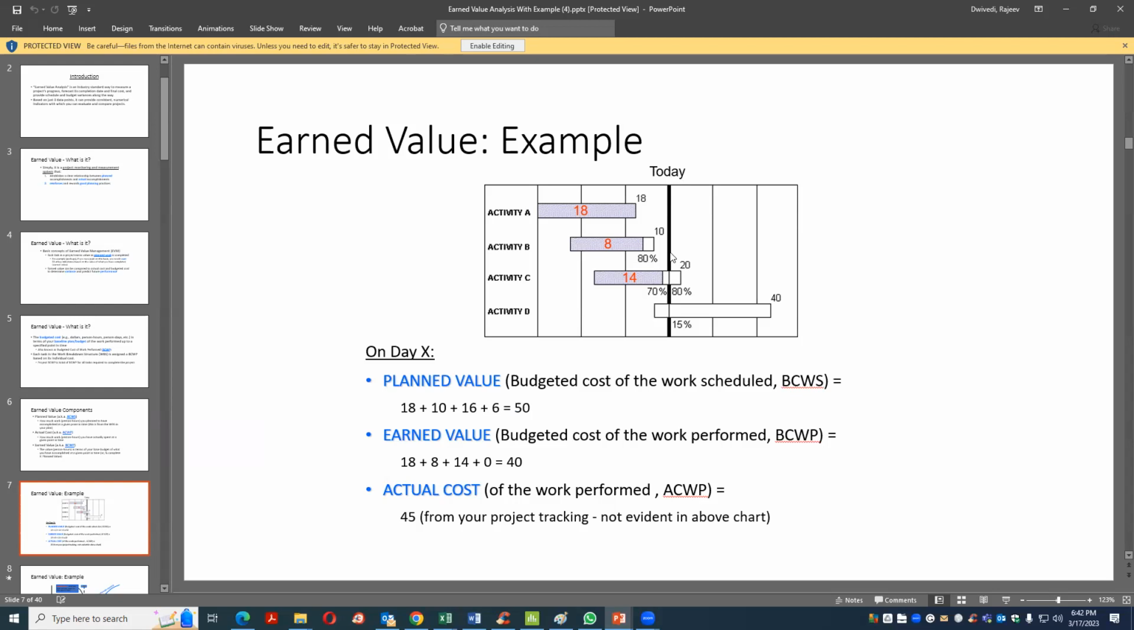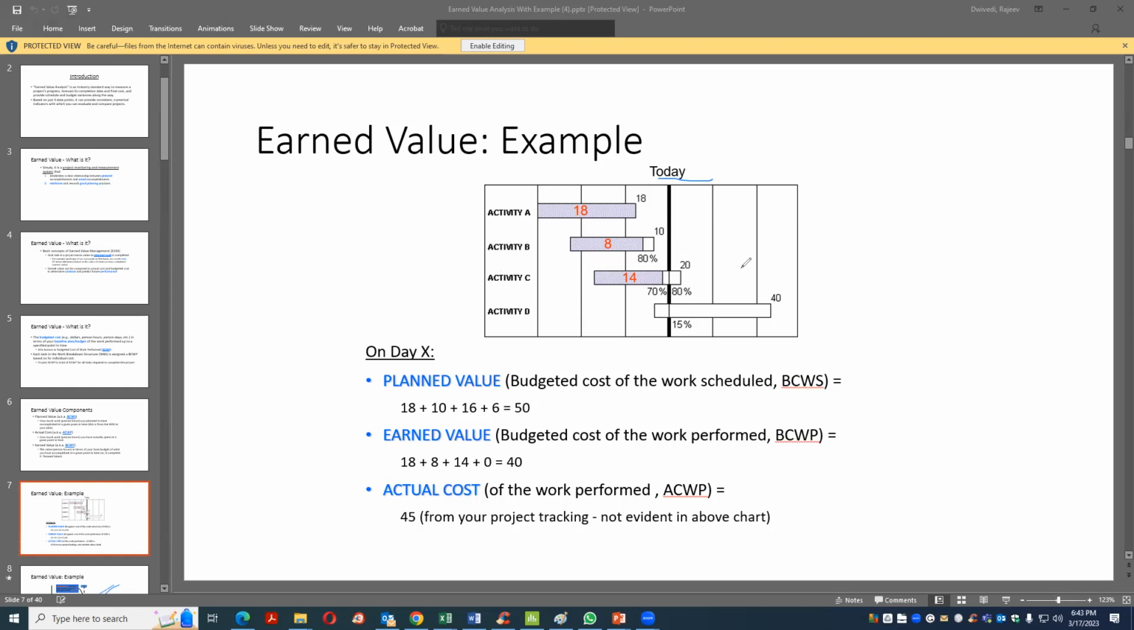Let's say it is going today, you decided you want to see the performance of the project, how it is going. You can do it exactly. So basically, by today, you just make the line. Okay, you want to do it today. Activity A should be done by this time, which is totally done. Activity B should be done by this time, which is 80% done. Activity C should be done by this time, about 80%, which is only 70% done. Activity D should be completed by this time, 15%, which is not started yet.